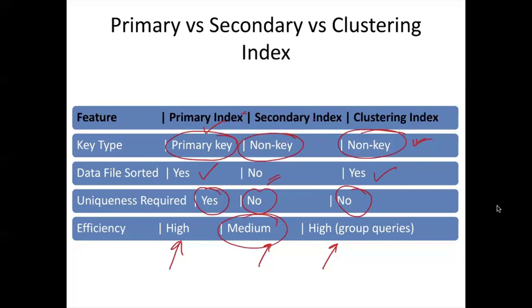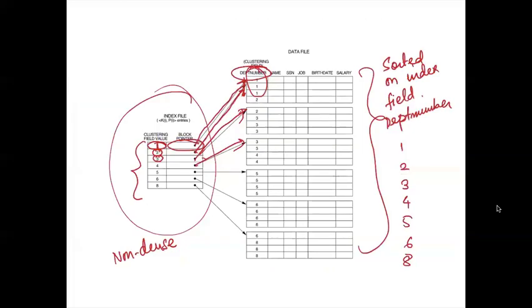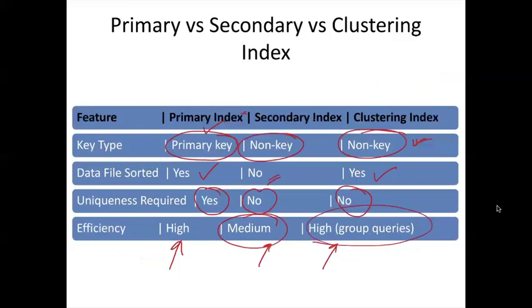And finally, for the clustering index, especially for group queries, where I want the data to be sorted according to some group, the efficiency is high. As you can see, if I want all values of department number 1, I can directly make one access and get the entire data. So for group queries, the efficiency is high. But for non-group queries, if it is single, if it is non-duplicate, then we should not go for a clustering index.